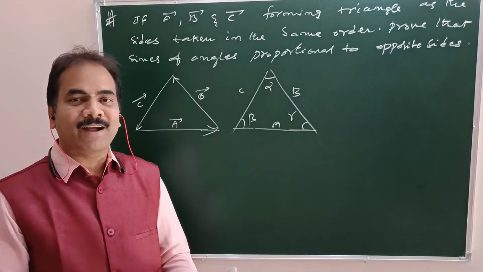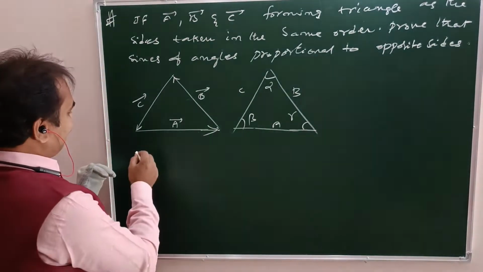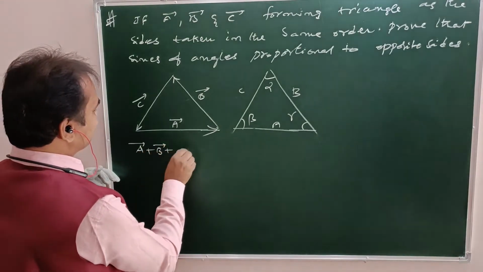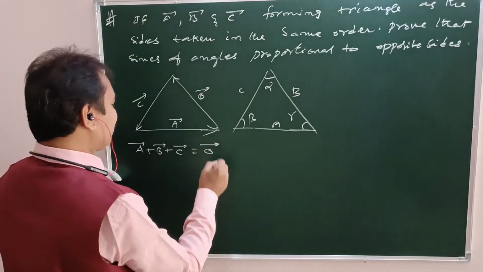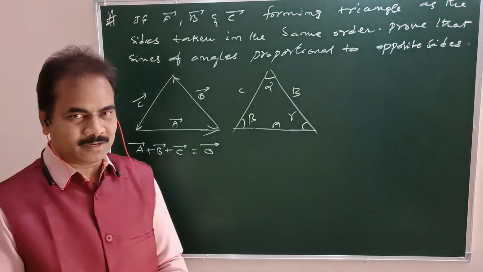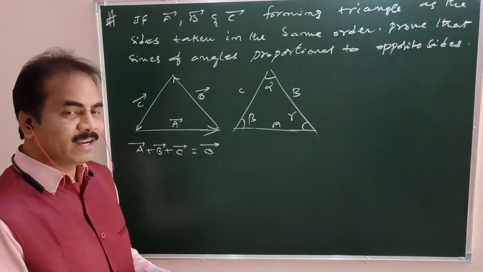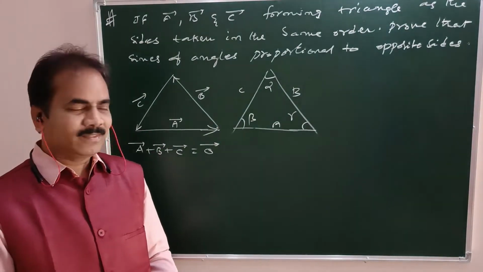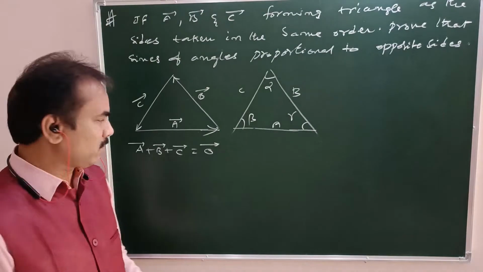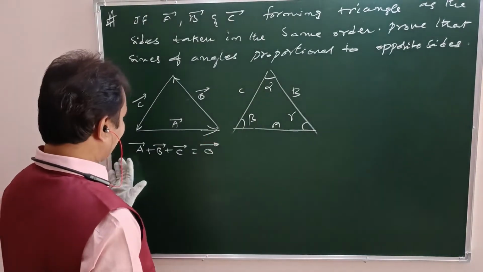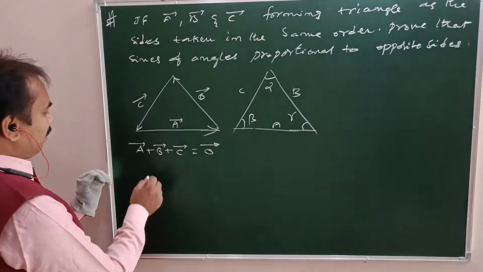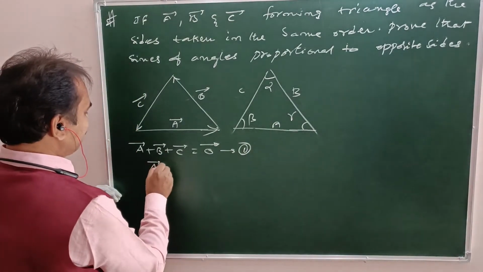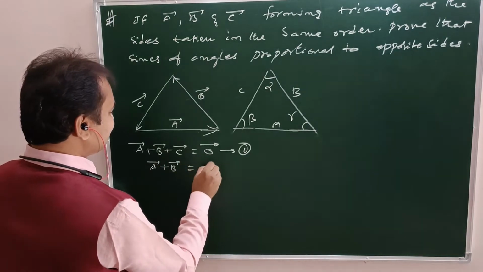Now, as the three vectors are taken as the adjacent sides in the same order, as far as triangle law of addition is concerned, we can write A bar plus B bar plus C bar must be equal to 0 bar. If three vectors are taken as the adjacent sides of a triangle in the same order, then their sum must be equal to 0. Now this is number 1, that is A bar plus B bar can be written as minus C bar.